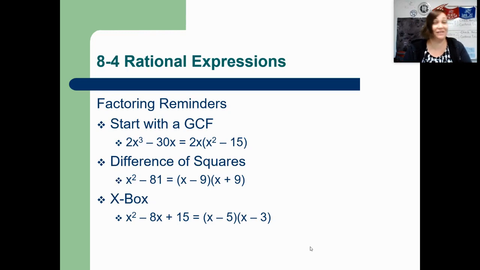So I know I talked about it a lot in the first video, and then we didn't actually do any factoring, but I promise you we will do factoring in this video. So remember, GCF, difference of squares, and X-box are our most common types of factoring. But go ahead and have your factoring book or your factoring notes close by so that you can look up other types if you need to.